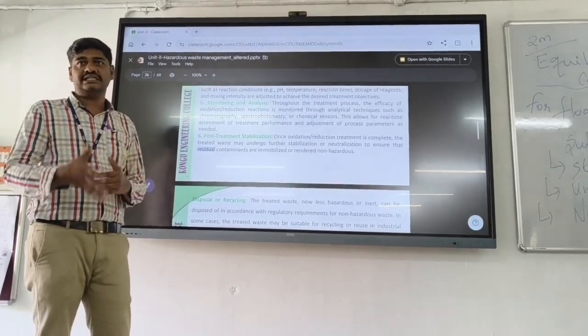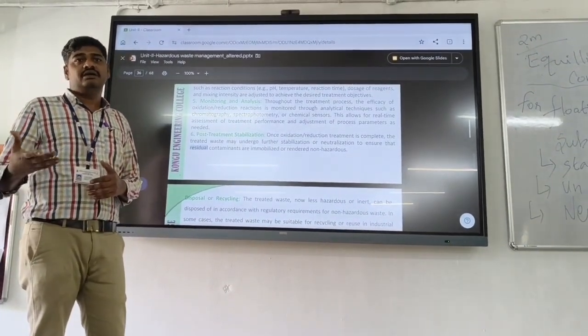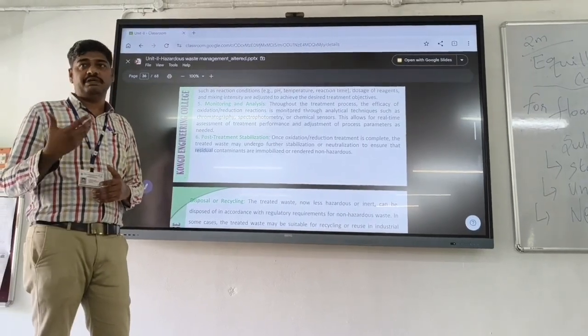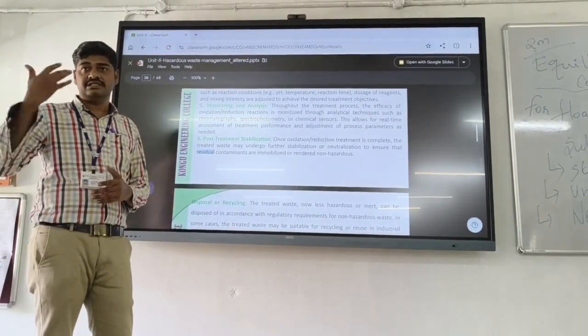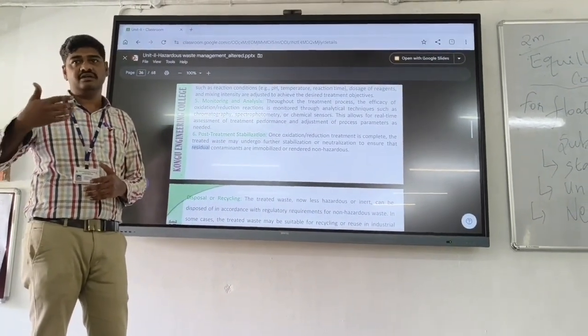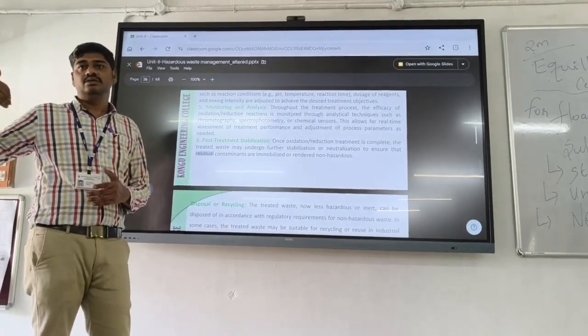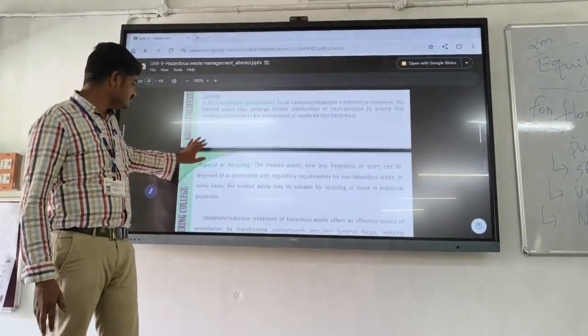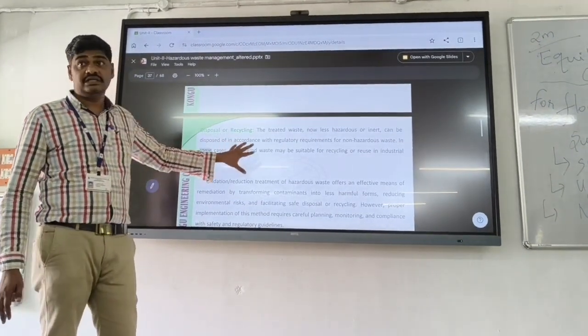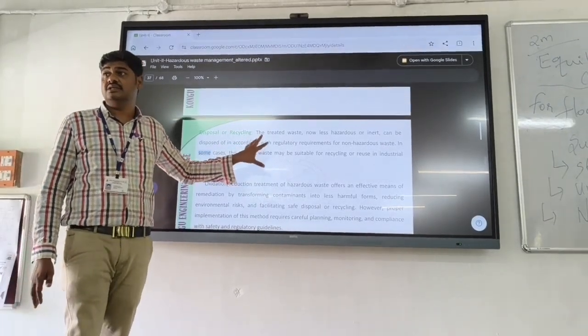Okay, we check the product. It may have some pH content, it may be acidic or basic. We just go for reverse reactions, the neutralization reactions. Then disposal and recycling. This is a very important step.